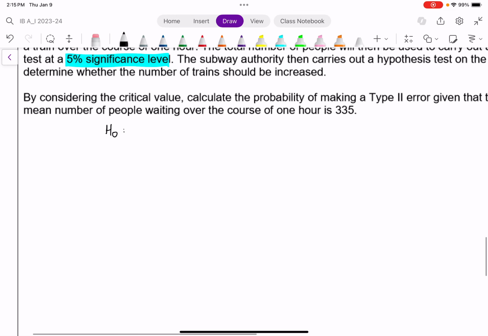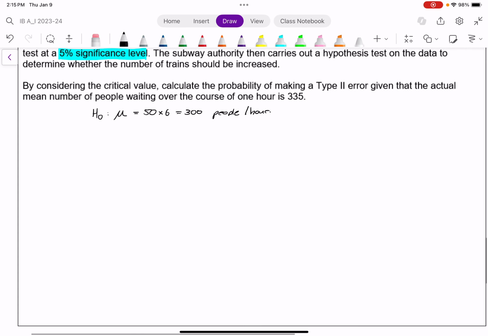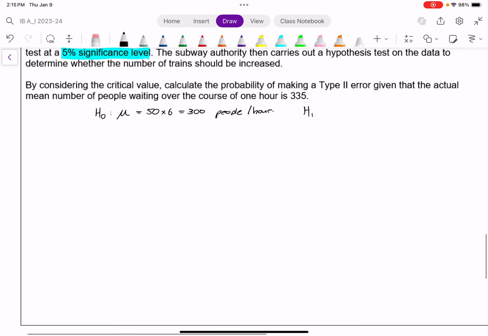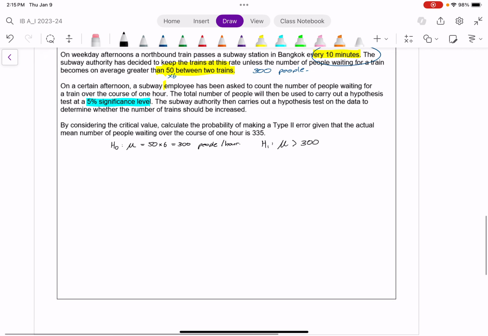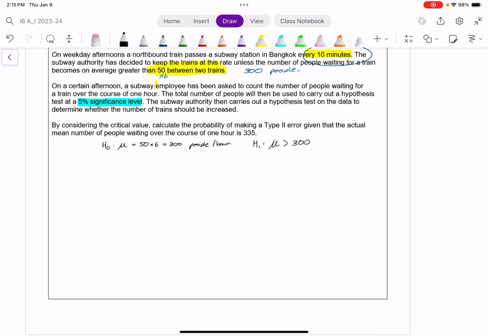So H naught is that the mean is 50 times 6, or 300 people per hour. Which means our alternative hypothesis is that the mean is going to be more than 300. Because in this case, we're not really concerned if it's less busy. We're trying to figure out if they need to run more trains, which again, they will run more trains unless the number of people waiting for a train becomes greater than that. So all we care is if it's greater than 50 between 2 trains, or an hour more than 300.